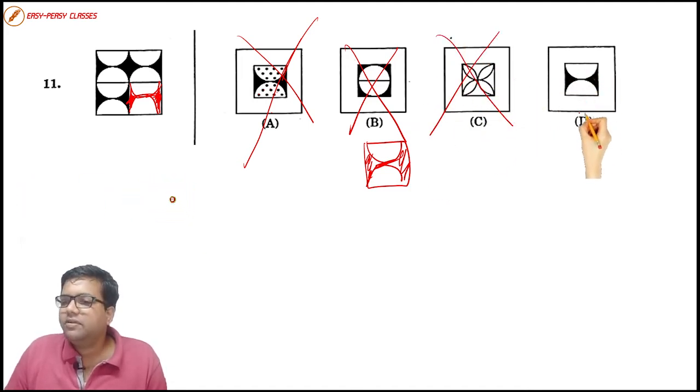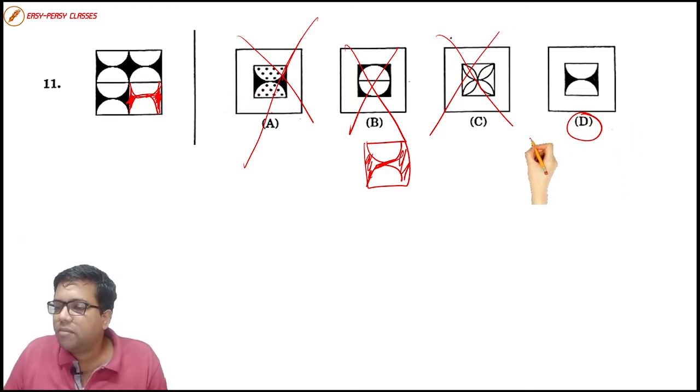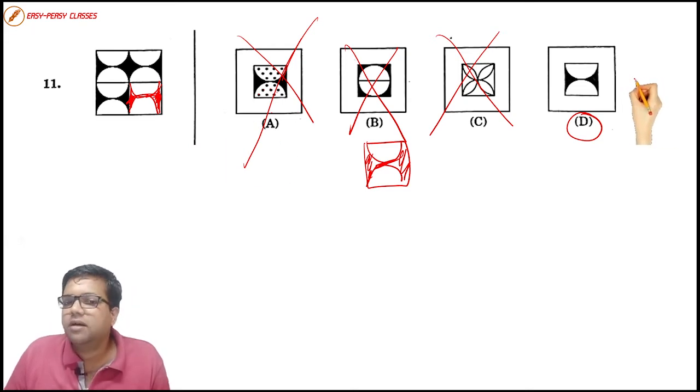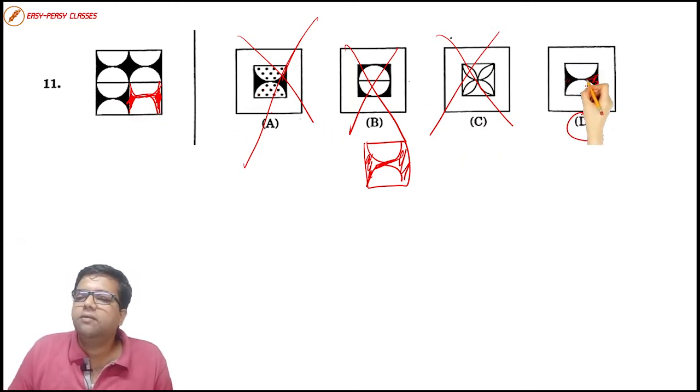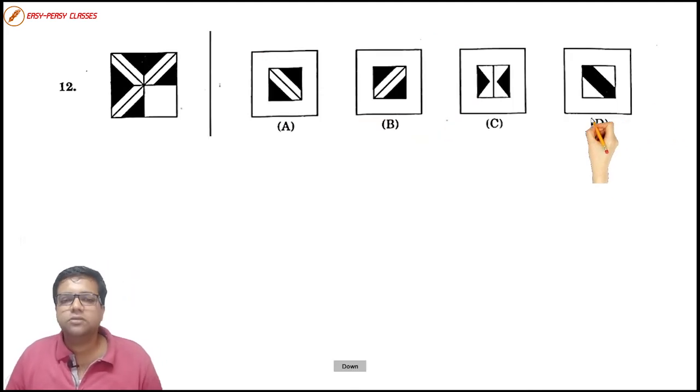We are only left with option number D. Even without checking, as I told you earlier, you can mark your OMR sheet with the option number D for question number 11. But let us see how this becomes the answer for our question. So we have two semicircles, and the rest of the part is shaded with color. So that is what we required. So option number D is the answer for question number 11. Let us move on further to question number 12.